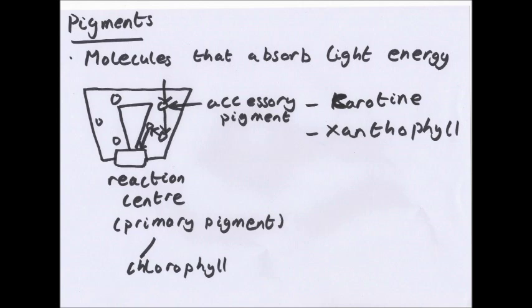If you look at the little diagram, you have a kind of funnel shape. At the bottom, the little rectangle is the reaction center. That contains the primary pigment, which is chlorophyll. On the way, you have accessory pigments. These can be carotene or xanthophyll. While they absorb light energy, they can pass it on. So it goes down from accessory pigment to accessory pigment until it reaches the reaction center in a random way. It's what we call a random walk.